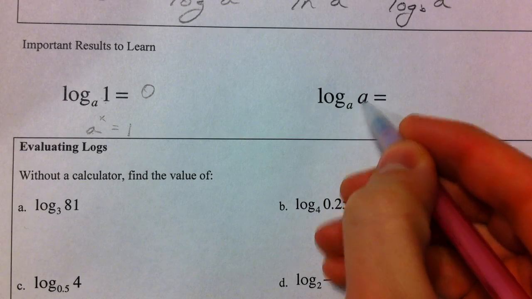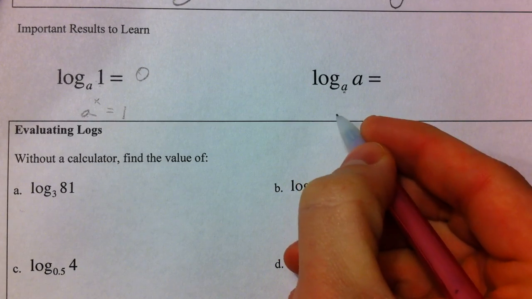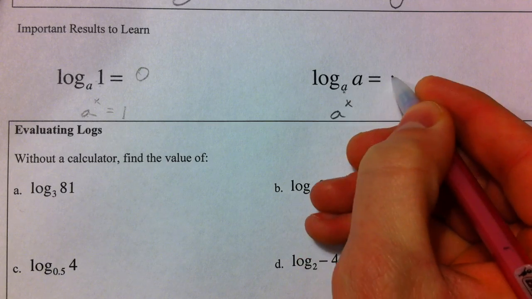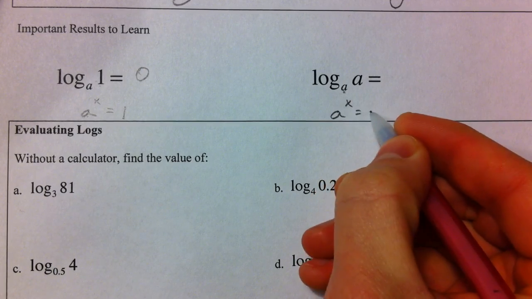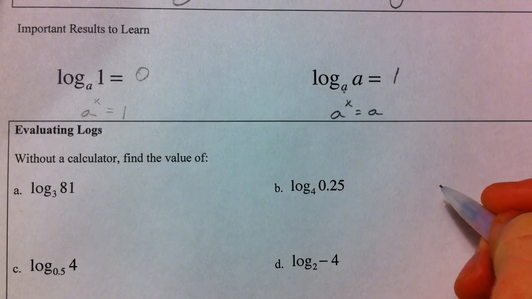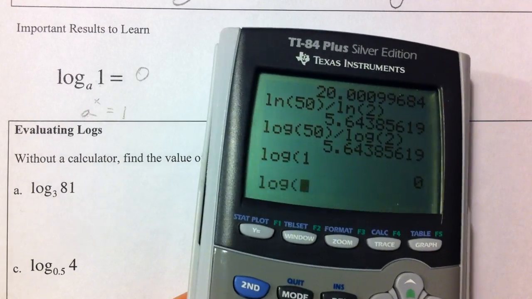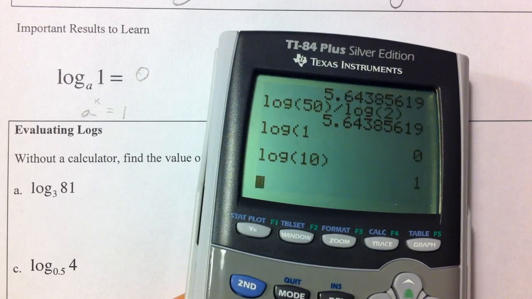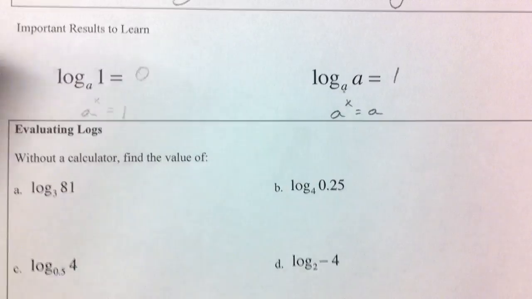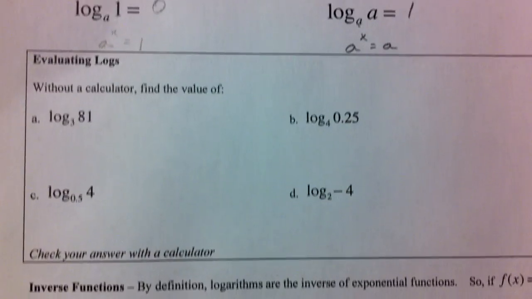Log of a, base a. So a to what power, base a to what power over here equals a? Well, a to the first power equals a. And so if you take the log base 10 of 10, or the common log of 10, you get 1. We should be pretty familiar with that. And so those are very huge things that you should learn.